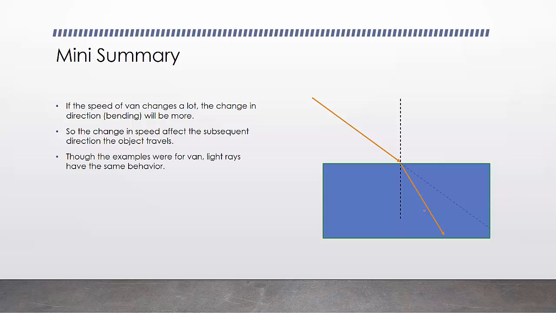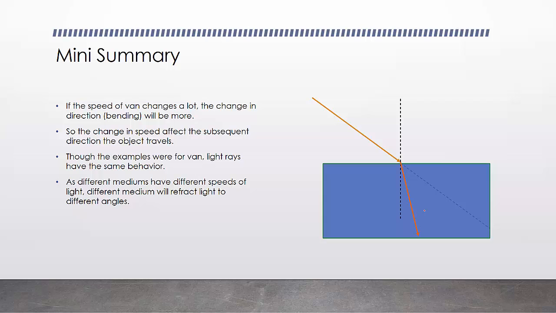So for the example, even though it's a van, light rays actually have the same behavior. Because of the greater slowdown in speed, you will refract the light, or change the direction into a different angle.